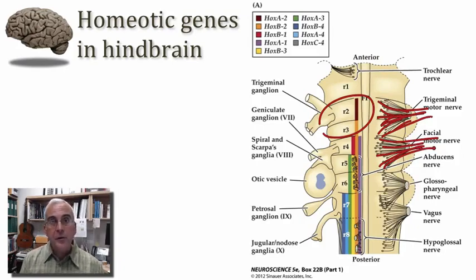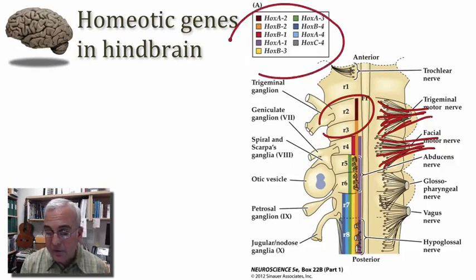So if you've wondered why the nerves are found exactly where they are in the human brain, part of the answer is going to have to do with the differential expression of homeotic genes at particular points in development and at particular locations along the length of the developing neural tube, especially in that region that goes on to form the brainstem.